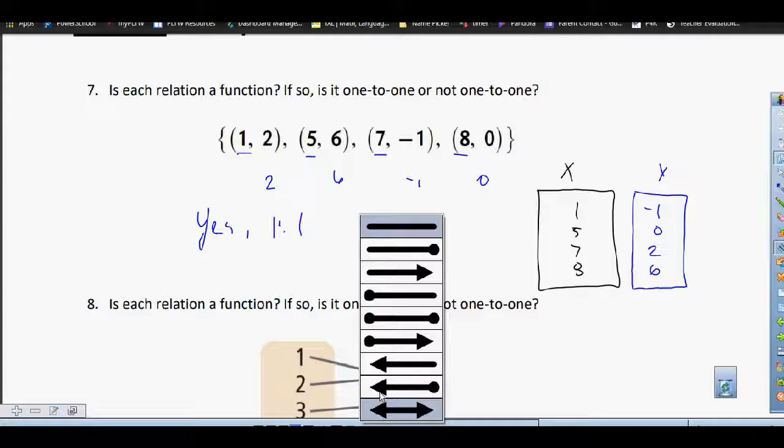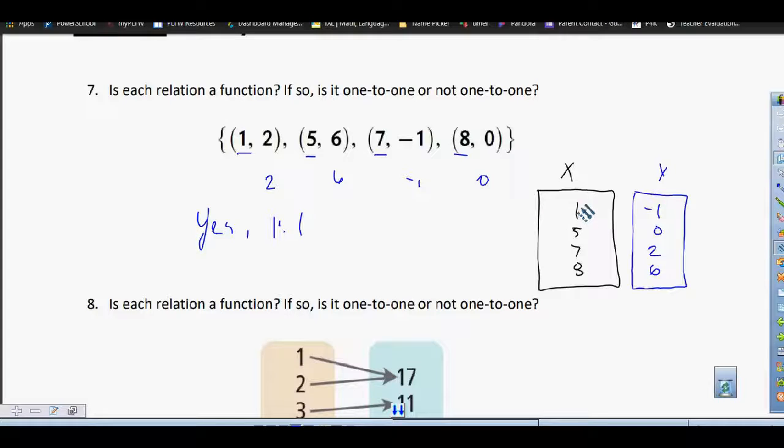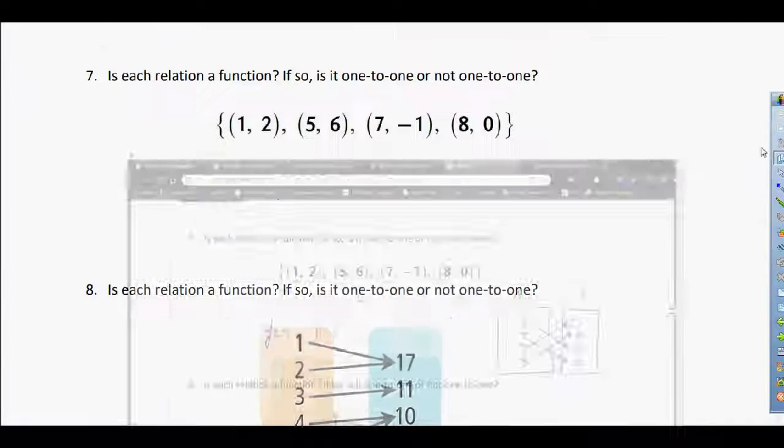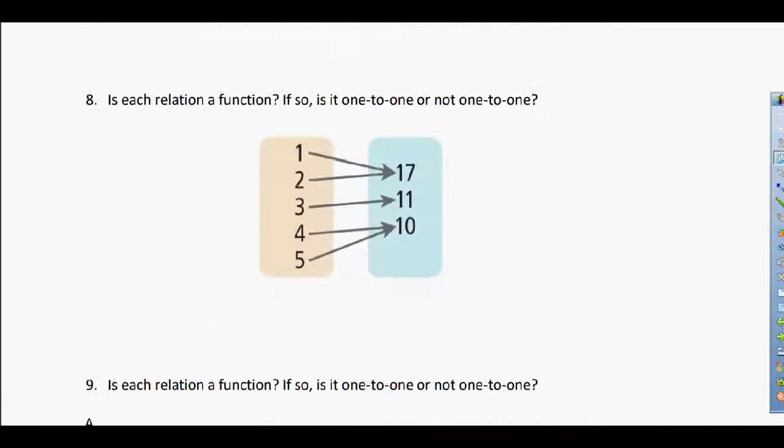And then we just construct an arrow, or we draw a line from the x value to the y value. So 1 goes to 2, 5 goes to 6, 7 goes to -1, and then 8 goes to 0. And notice that I don't have any of these going to the same point. Okay, so that's what helps me identify that it is a one-to-one function. So use that same technique and go down, look at number 8.